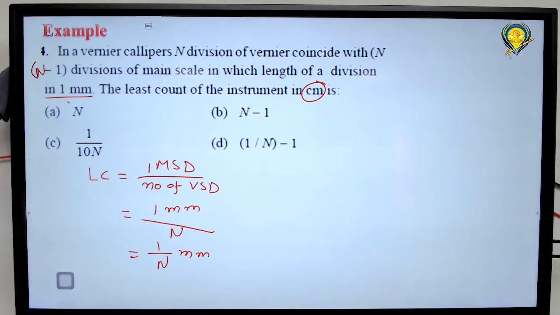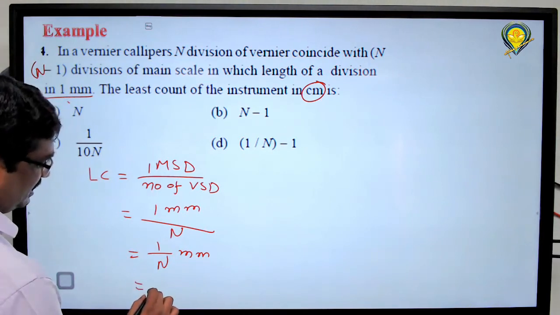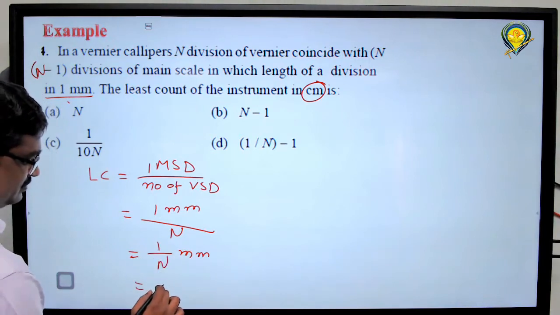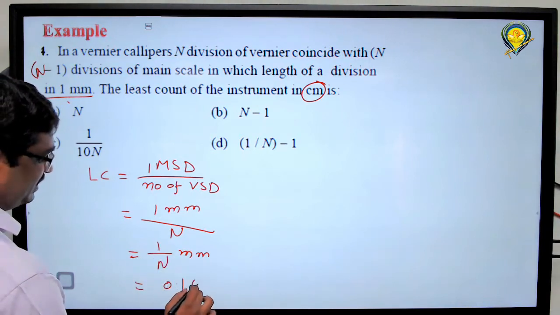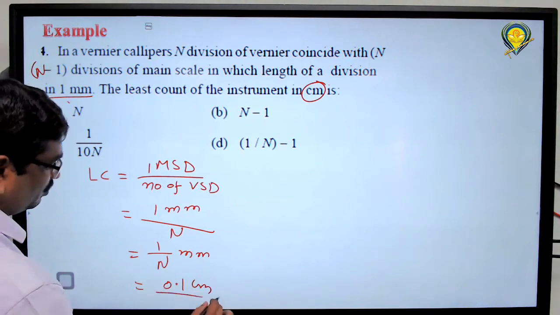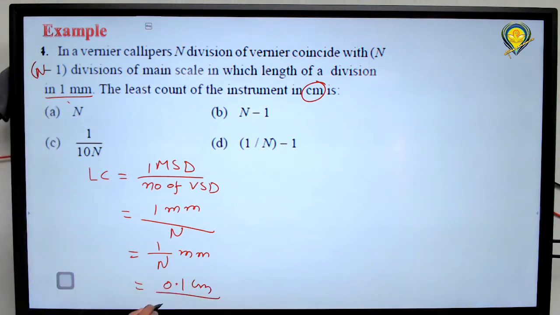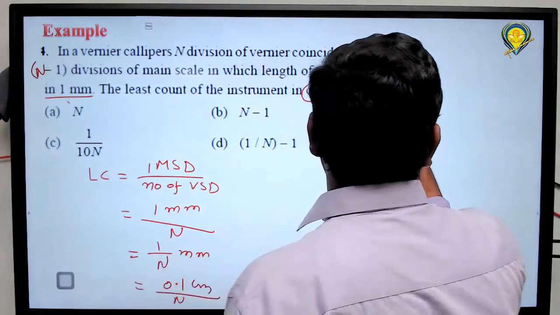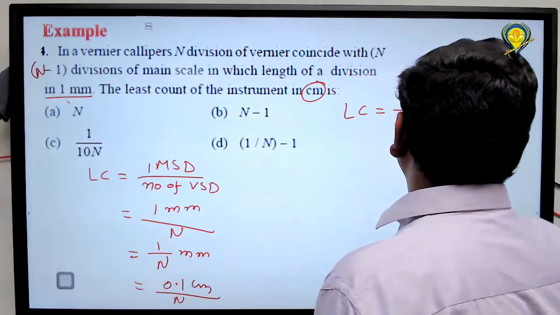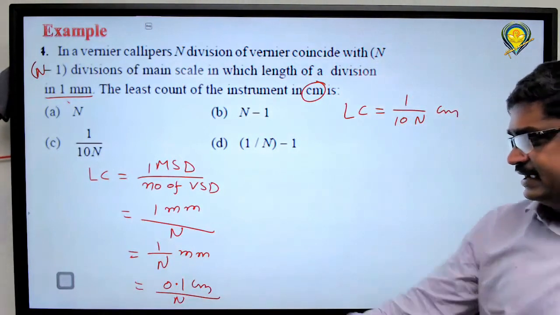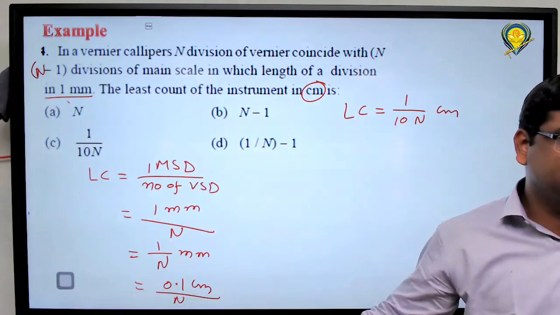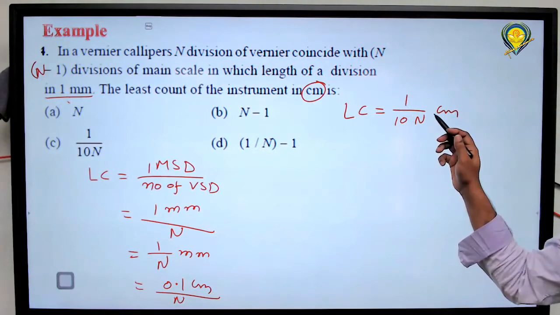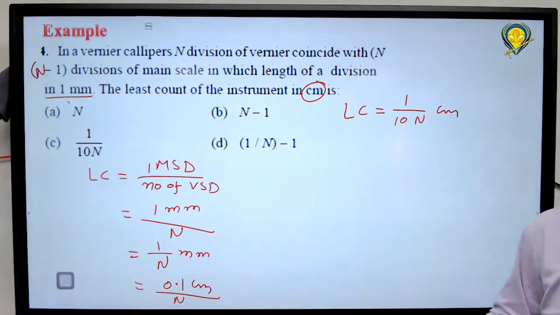Now can you write this in terms of centimeter? 1 mm means 0.1 centimeter, so 0.1 by n, or we can write that as 1 by 10n centimeter. Both are the same. 0.1 by n is the same as 1 by 10n centimeter.